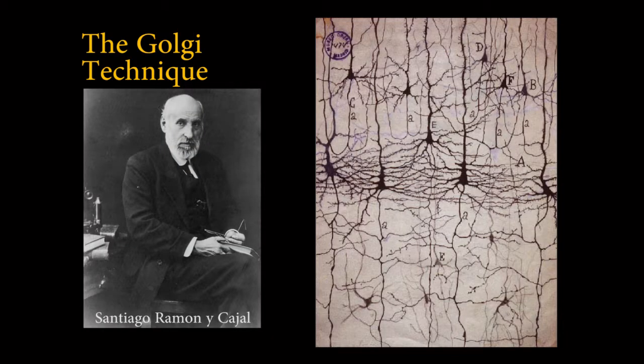So Cajal made these really beautiful drawings. His drawings were wonderful because they got the essence of nerve cells in their entirety, and he saw something that was so fundamental that it has stood the test of time, and it largely dominates the way modern neurobiologists think about the brain. And I'll give you a sense of this.